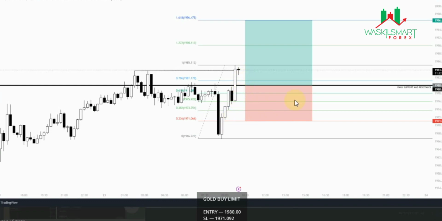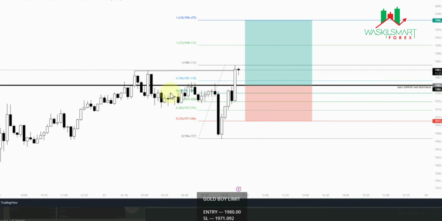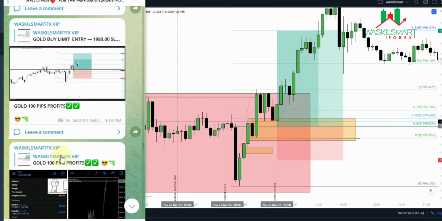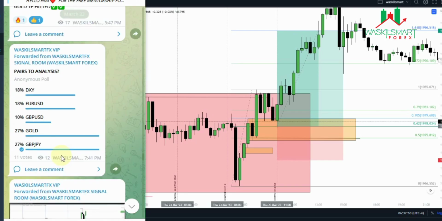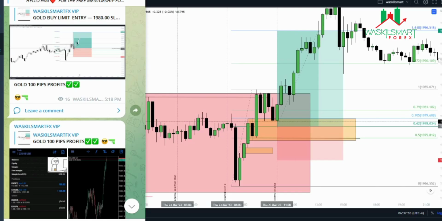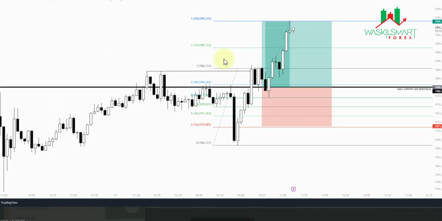My entry was not at the 0.62, because I saw an institutional reference level at 1980. So I was expecting the market not to go below this 1980. So I put my entry at 1980, and I put my stop loss below this. I think that's how I did it on the live. But you can use the 0.62 also. This is the whole buy that occurs, and this is the take profit.